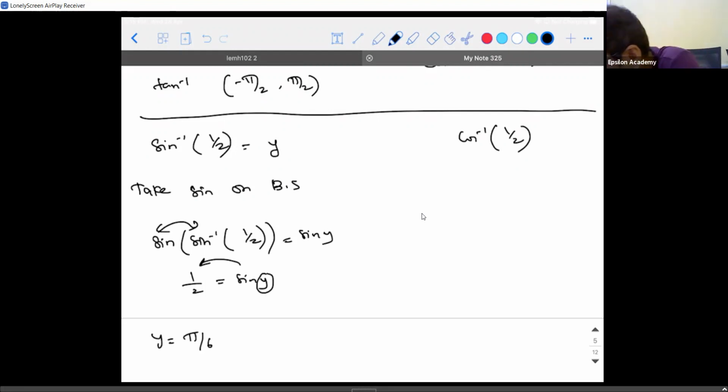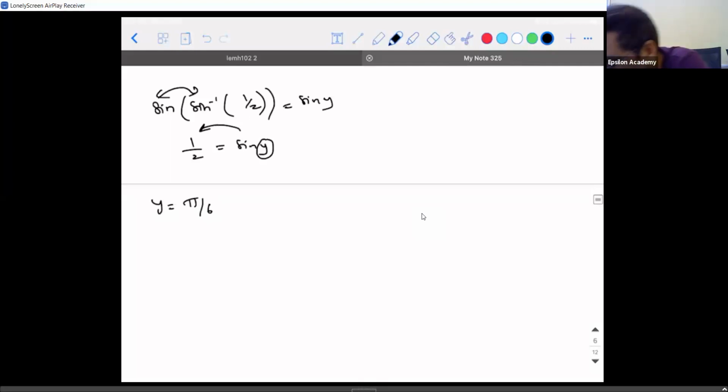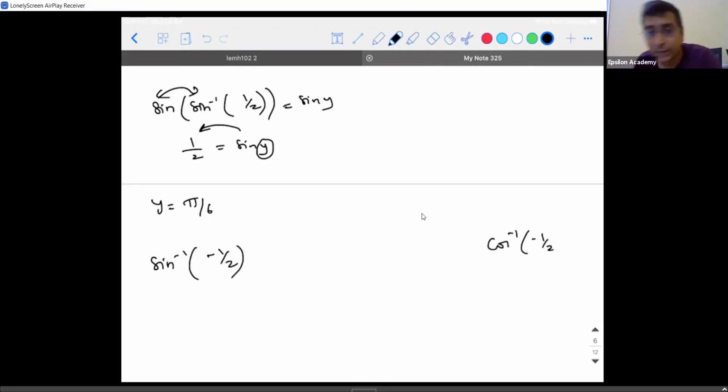Similarly, cos inverse half, what will I do? I will assume pi by 3. The same steps, you will get pi by 3. But here is what you need to be careful about. If I have sine inverse of minus half, and if I have cos inverse of minus half, look at the way I'm going to solve the problem now. Look at the way I'm going to solve, okay?